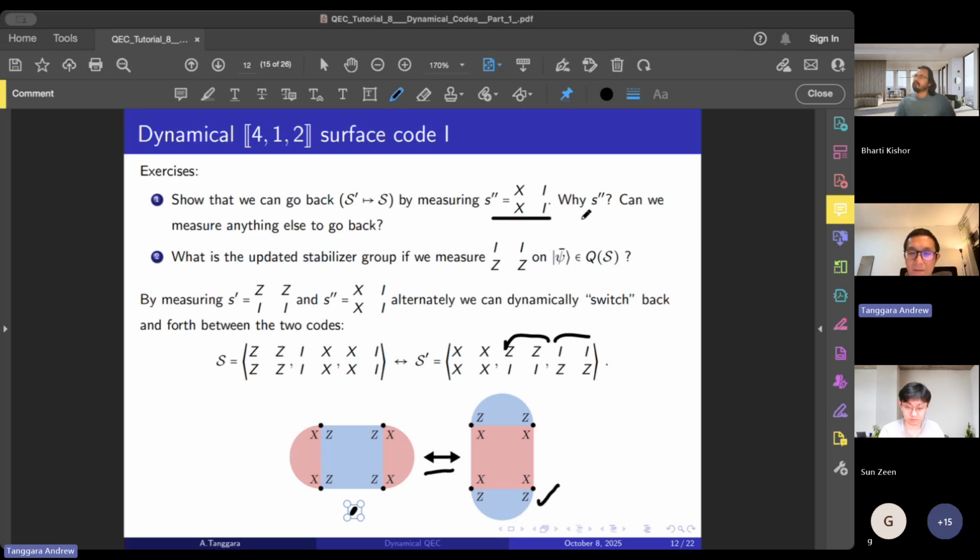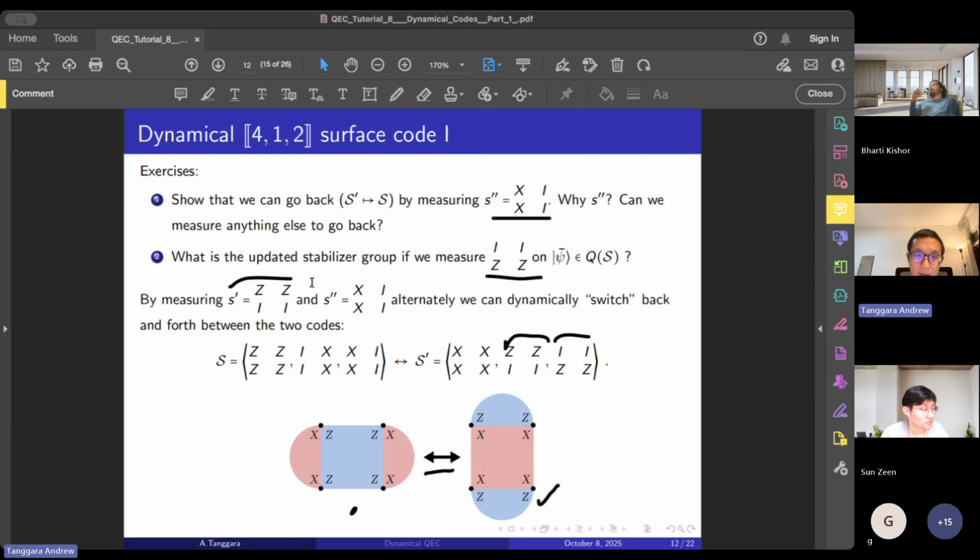And basically, I'm just going to leave this as an exercise. You just need to follow the same steps that I've done in the previous slides. So what happens if I do this measurement instead of this S prime, right? So I have just two Z's on the bottom. And you also only need to follow the steps that I've done previously.